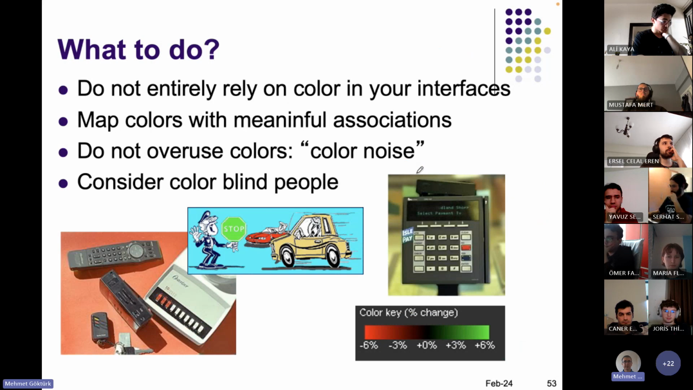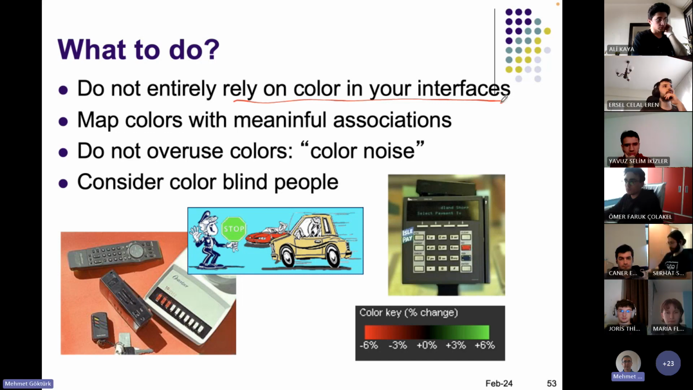So what do we do with the colors? We use colors for marking things on the interfaces. However, entirely relying on color in the interface is incorrect. Okay? You have to provide additional cues. Writing only "stop here" would be incorrect. So it should be complemented with the color, and color should be complemented with additional signals, additional cues.